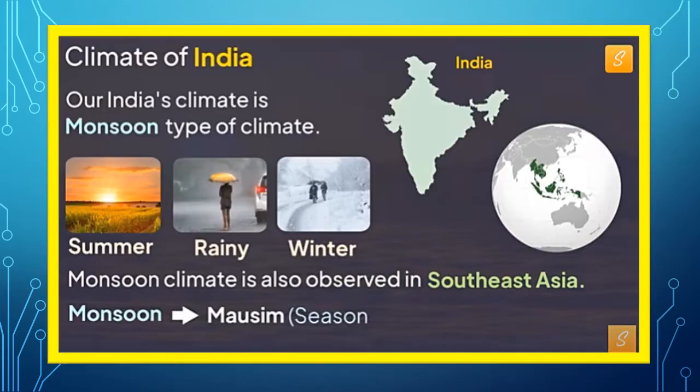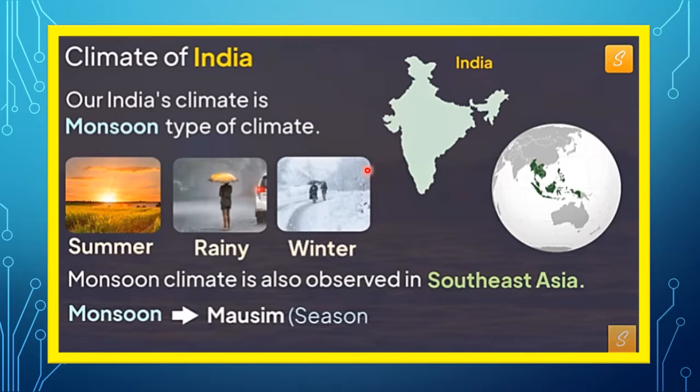Now the world is divided into a number of climatic regions. Do you know what type of climate India has? Yes, India is described to have a monsoon type of climate. Now this climate is not only in India, but we find it mostly observed in Southeast Asia. Here all of these have the monsoon type of climate.